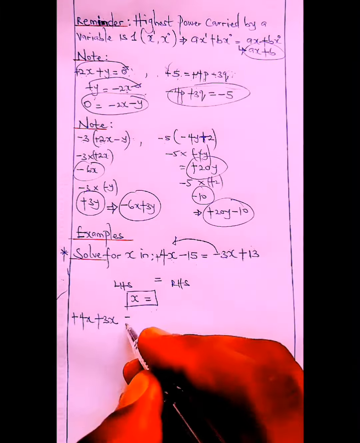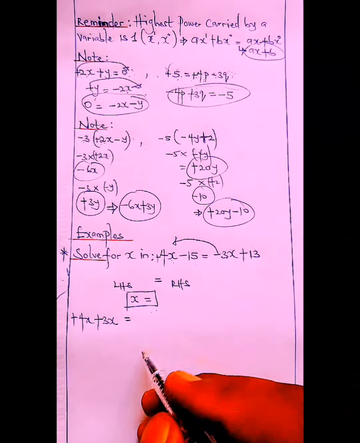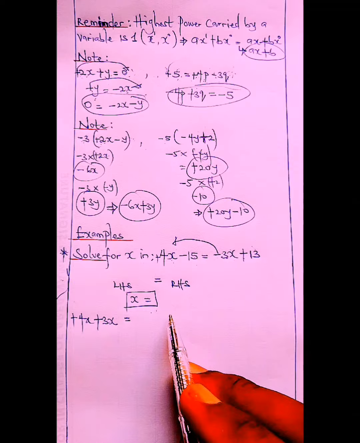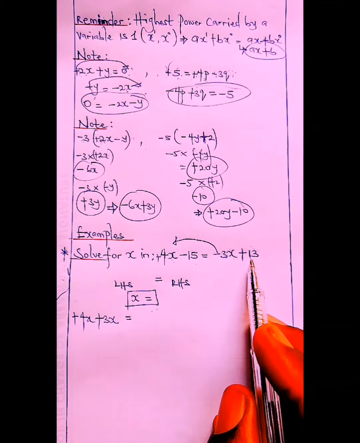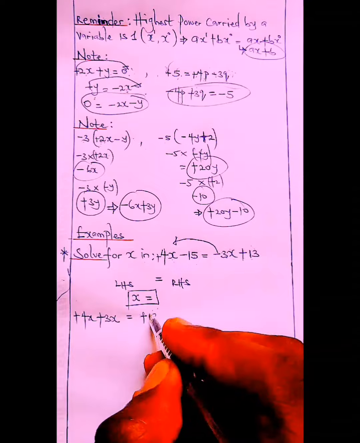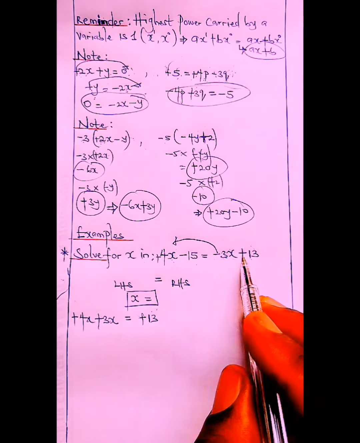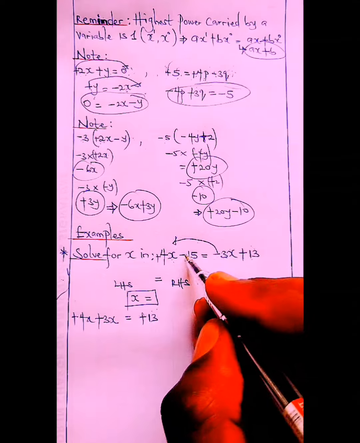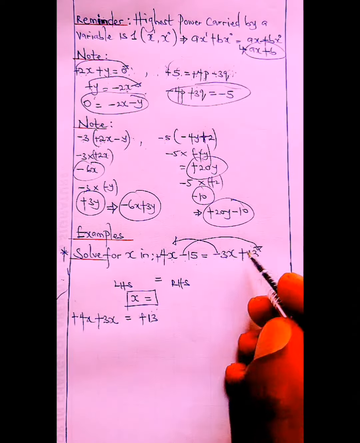So we put our equals to. We're done with all the x, so all the quantities without x will be sent to the right-hand side. We have plus 13 already on the right-hand side. Are there other quantities that should be on the right-hand side? Right here we have minus 15. Minus 15 should be on the right-hand side, so we're going to send it over.